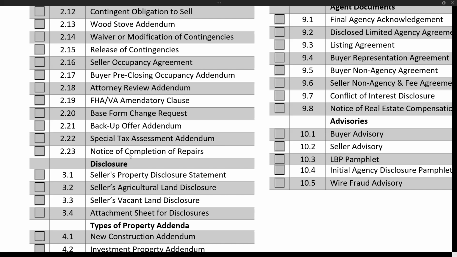Lastly, 2.23 is the notice of completion of repairs. Once repairs are done, the seller will send the notice of completion of repairs to the buyer. When they send this notice, it gives the buyer a chance to re-inspect the property and disclose to the seller if there are any failures in the repairs.